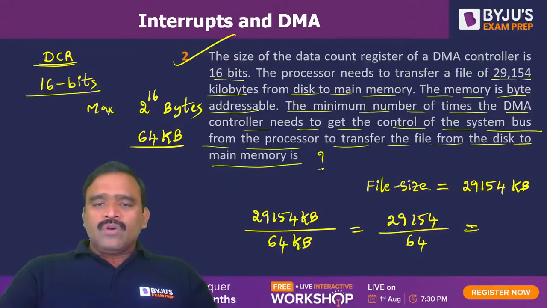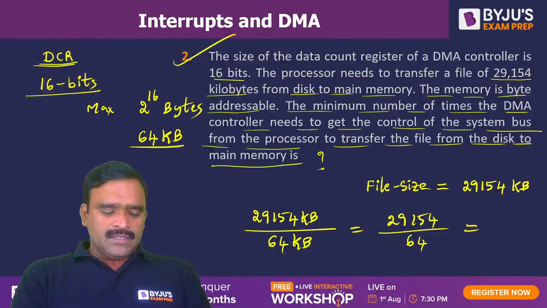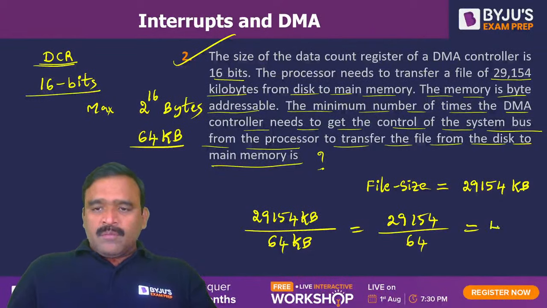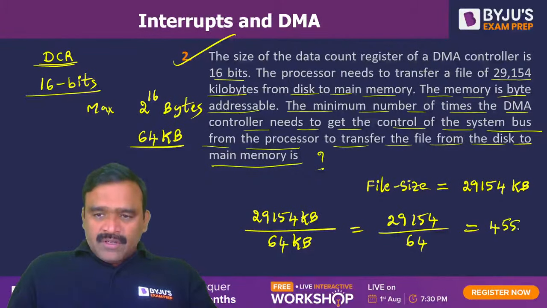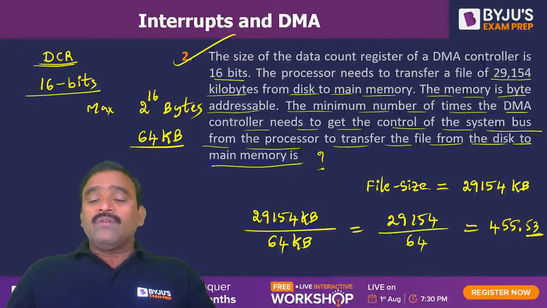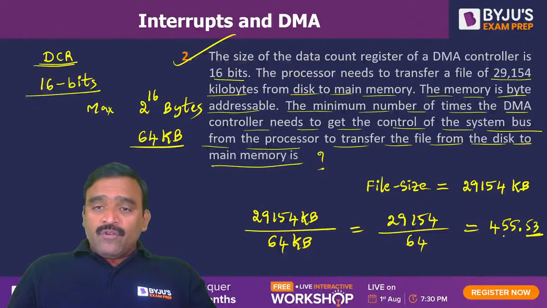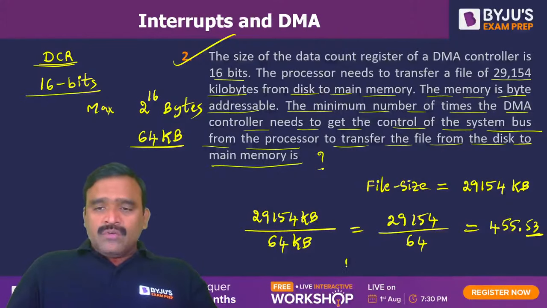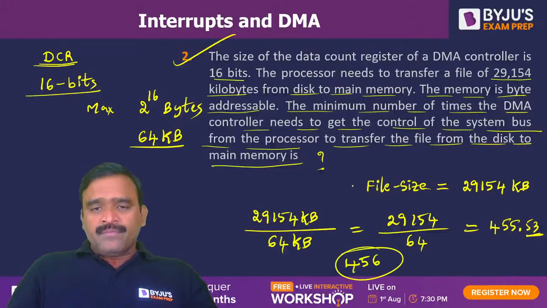And what is the value of this? 29,154. None of you have answered. Just a moment. 29,154 divided by 64. So 455 point something has come now. But we don't request 0.5 times. Even if you requested 455 times, 0.53 has come in, still some data is there, and one more time you have to request. Even if it is 455.1, we have to round it to 456, because even after requesting 455 times, some of the file is still remaining. So we have to request one more time for the remaining file to transfer. So we can request 456 times. 456 is the right numerical answer for this question.